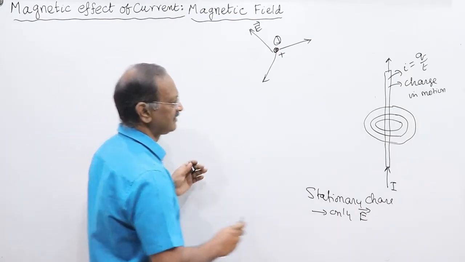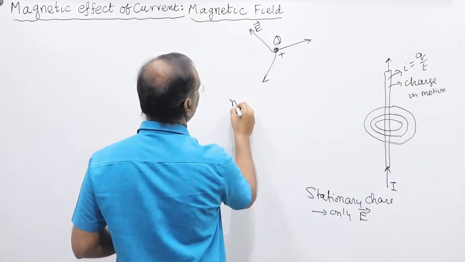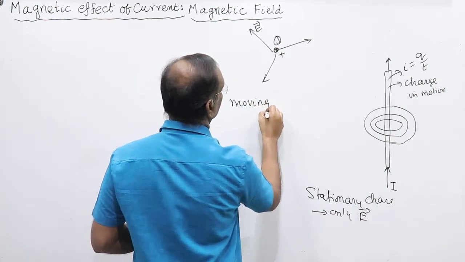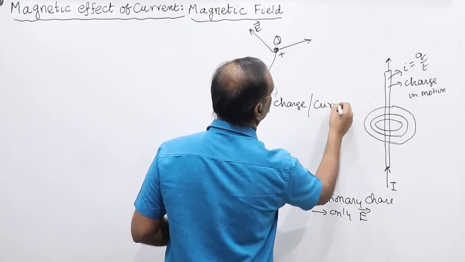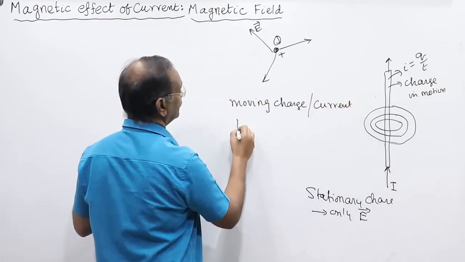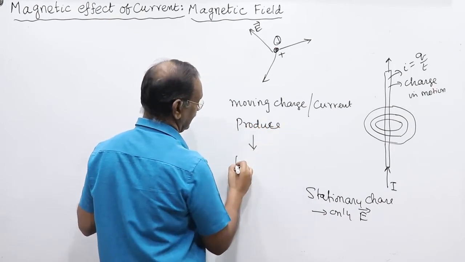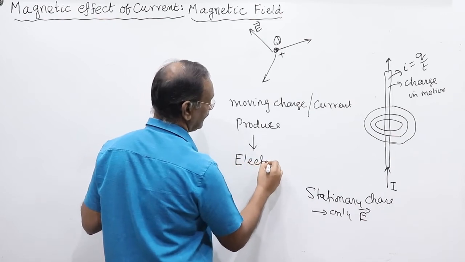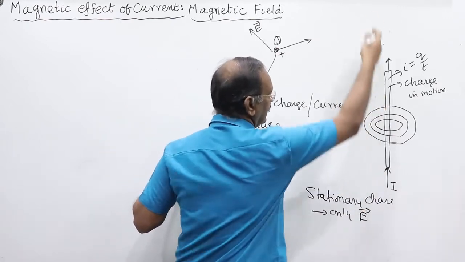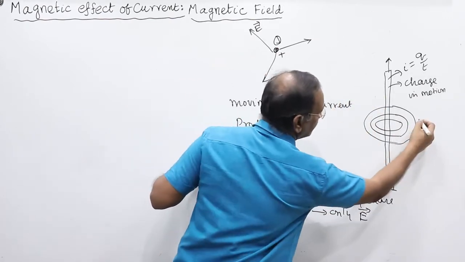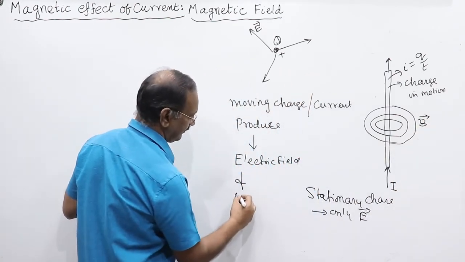But a moving charge, this is called a moving charge because the current is moving, so the charge is moving. A moving charge, that is electric current, produces what else? It will produce an electric field around it, as well as a magnetic field.